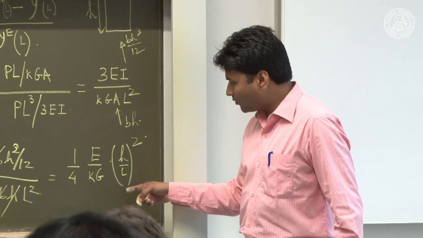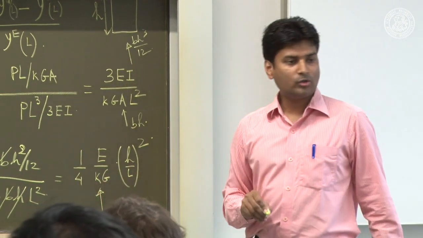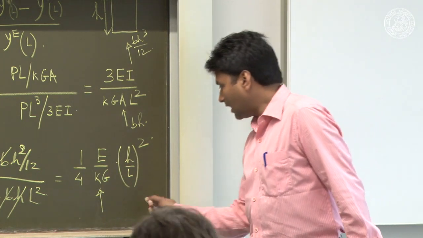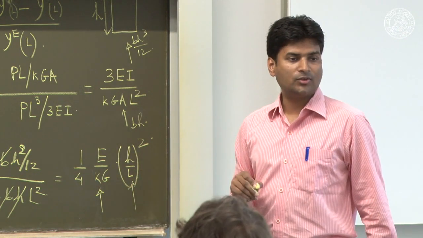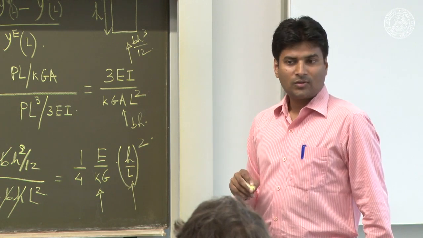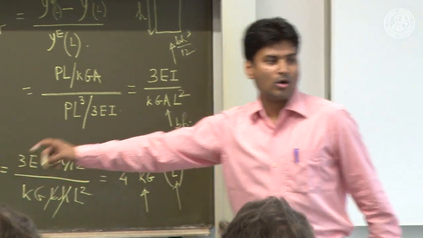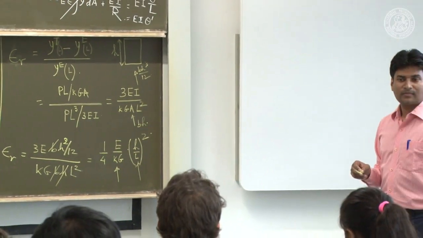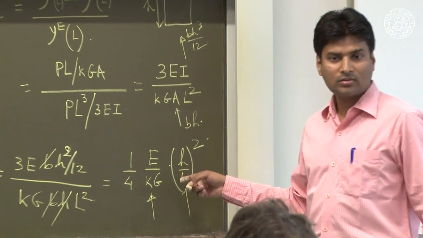So what we have over here, this is the property of the material, B by KG. And this is the geometry of the beam, slenderness ratio, H by L, right? So when would epsilon R be very small? Yeah, a very thin beam, right? Where H by L is very small, isn't it?